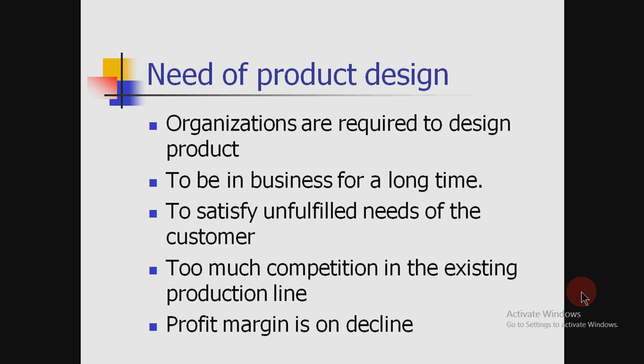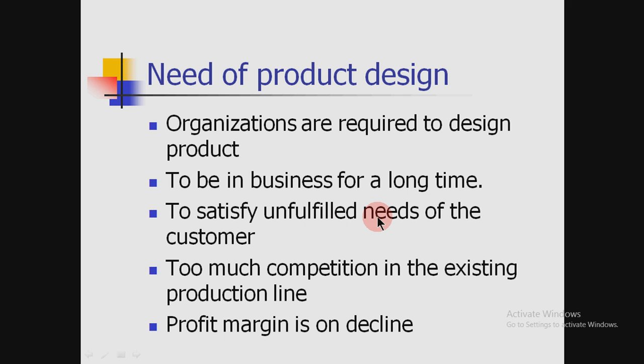You can take an example of the television. Earlier, in the old days, you had the black and white television. Then the color TV came, then LCD came, then LED came, then smart TV came, right? So this is continuous research and development going on, which leads to an increase in innovation, right? So if an organization wants to be at par, wants to hold the market, then it has to design the product, or within that product, it has to enhance certain features. To be in business for a long time, that we have already discussed, and to satisfy unfulfilled needs of the customer.